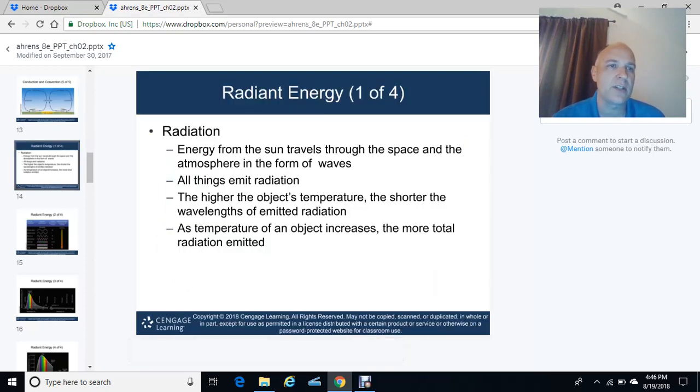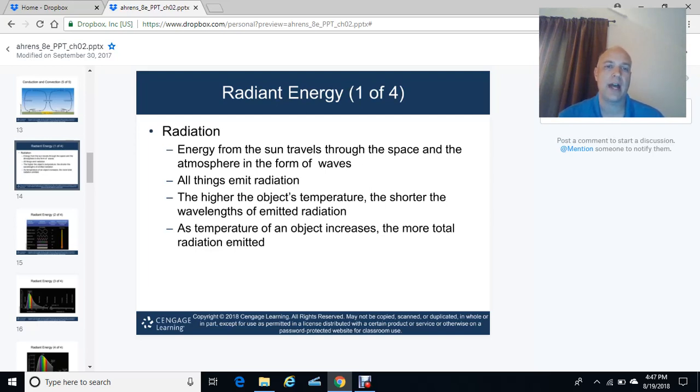Alright, so now that we have described conduction and convection as two heat transfer mechanisms, we also have to talk about one final heat transfer mechanism, and that is radiation. Now, as energy from the sun travels through the air or space, it's going to travel in that medium, the air, in the form of electromagnetic waves or radiation. All things above absolute zero will emit radiation. That's theoretically the case. The higher the object's temperature, the shorter the wavelength of emitted radiation. So the hotter an object is, the shorter that wavelength of radiation is going to be.